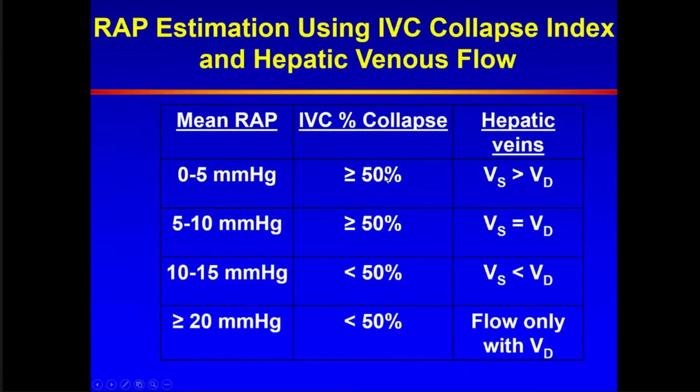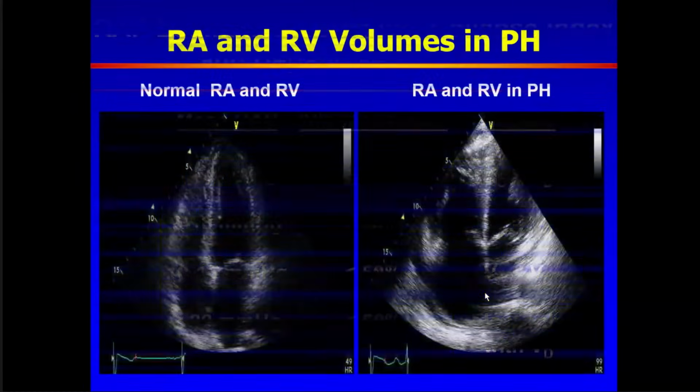It's a quick summary. If you have an IVC collapse that is 50% or above and systolic more than diastolic flow, pressure is 0 to 5. On the other hand, if the IVC is less than 50% collapse and flow is happening only in diastole, that is 20 millimeters mercury or above. One approach could be to start with the IVC collapse and its dimension, and then when you are in that middle range, you can look at the hepatic venous flow and try to tease patients into more refined categories.